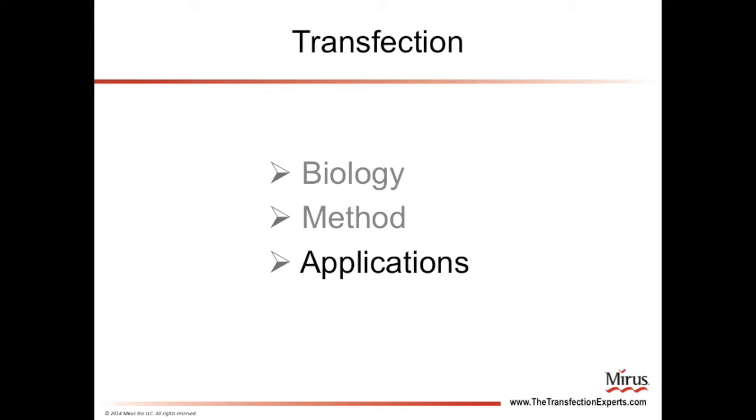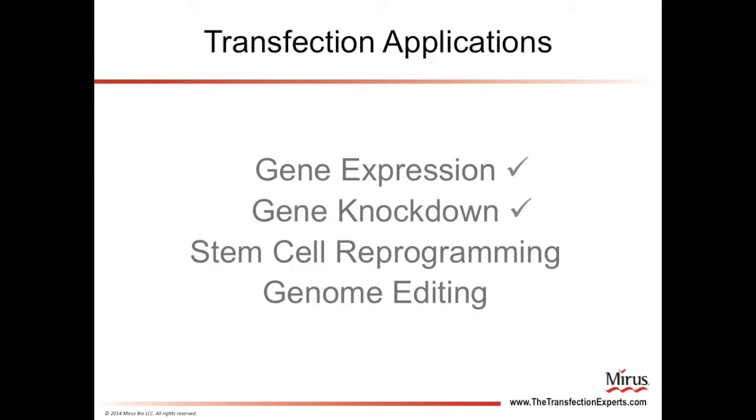In this last part of the talk, we will explore a few different ways that transfection is used in life science research. There are many ways that researchers utilize transfection. Only a few are mentioned here. In the material that has been presented so far, we have already touched on the use of transfection for basic applications such as gene expression and gene knockdown. Two additional common applications are stem cell reprogramming and genome editing.